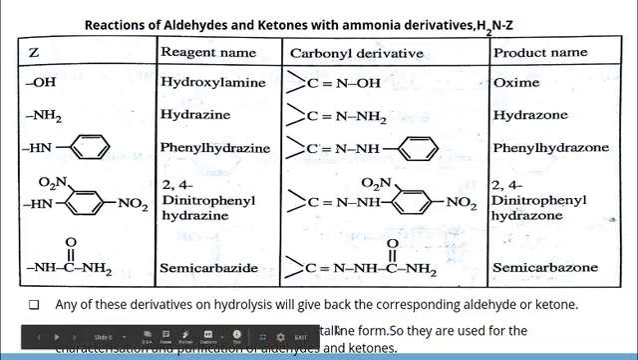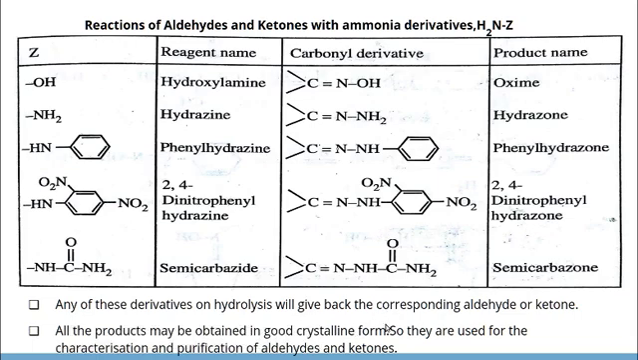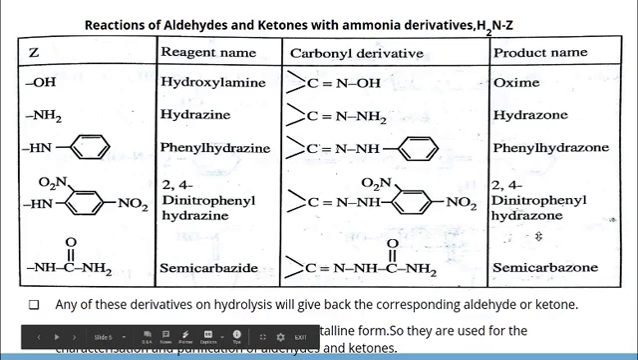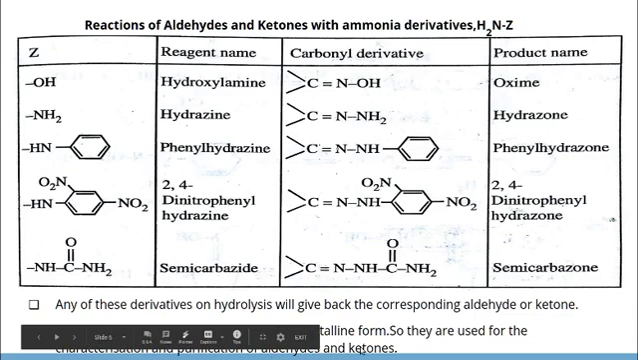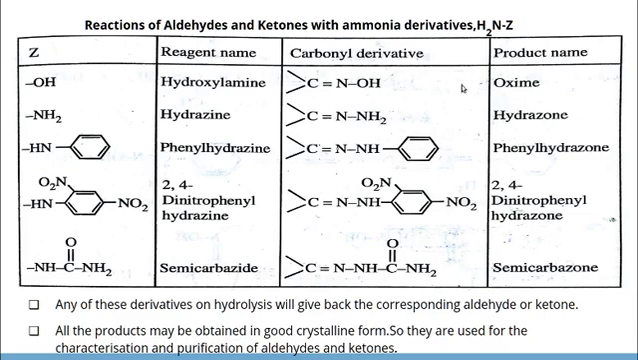All the products may be obtained in good crystalline form. These products are in crystalline form, so they are used for the characterization and purification of aldehydes and ketones. So the final products of condensation of aldehyde and ketone with ammonia derivatives are in the crystalline form. So we can characterize aldehydes and ketones by using these reagents.